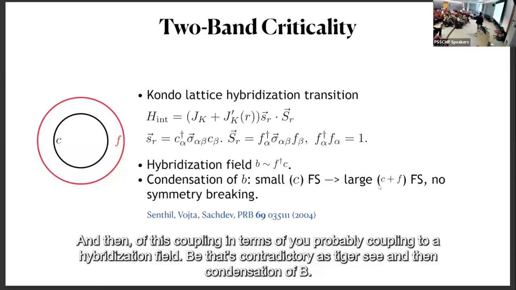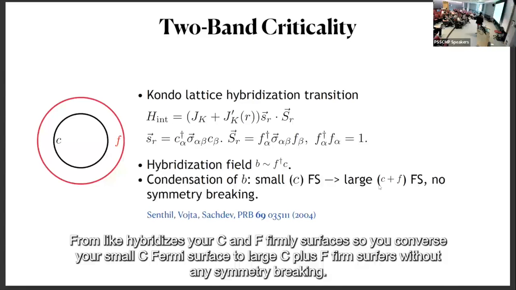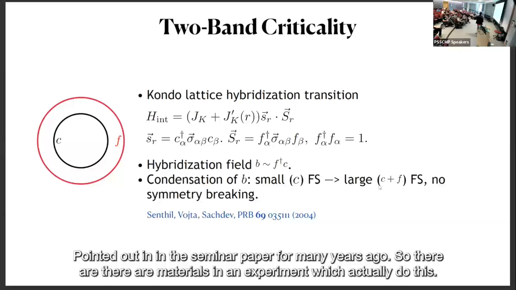So you can write your valence spins in a fractionalized language in terms of spinons with an occupancy constraint. Then you write the coupling as a Yukawa coupling to a hybridization field, B, that's conjugate to F dagger C. Condensation of B hybridizes your C and F Fermi surfaces, so it converts your small C Fermi surface to a large C plus F Fermi surface without any symmetry breaking. That was pointed out in a seminal paper many years ago.